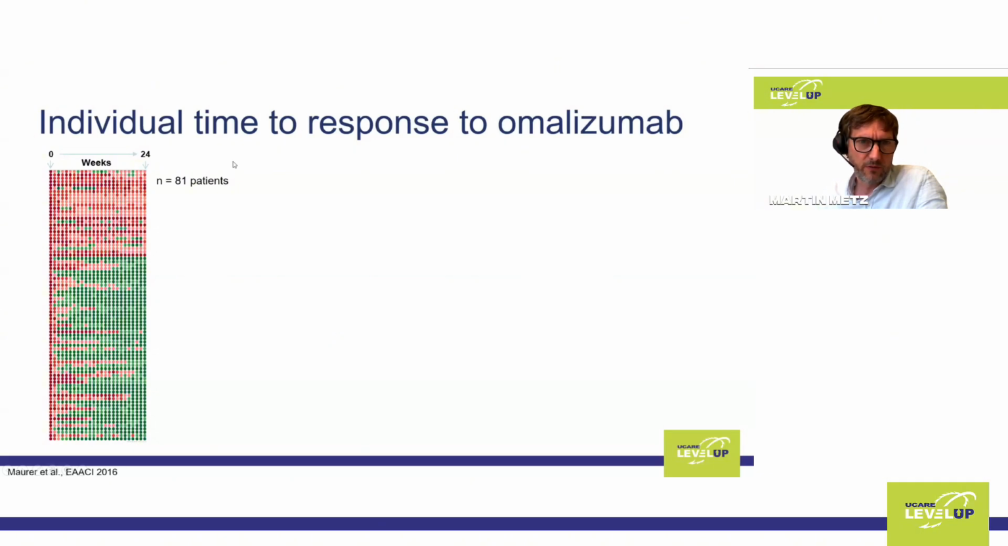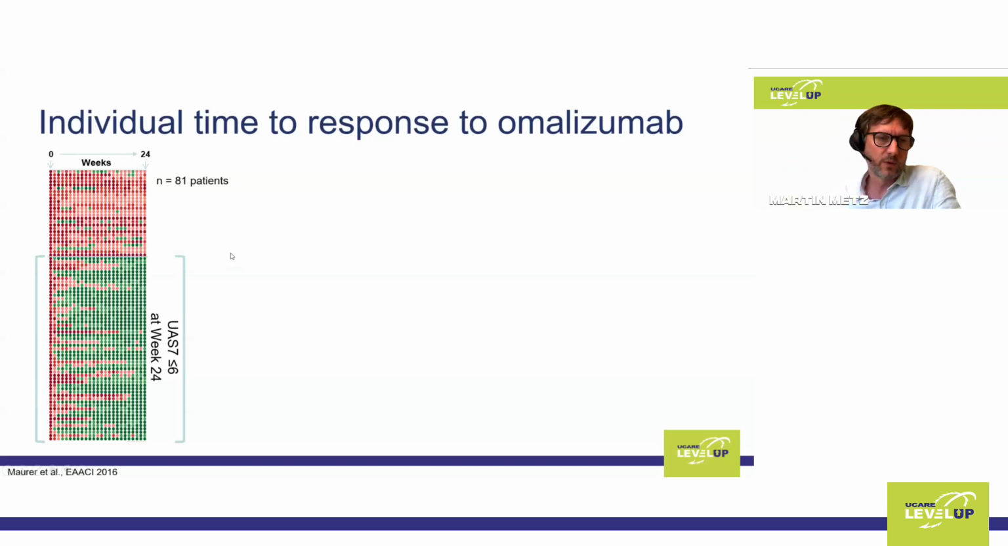And this is, for example, the individual time to respond in patients treated with omalizumab. So you see individual patients for every line, and 1 week of treatment is 1 bullet point here, and deep red is high UAS 7 score. And this was from one of the phase 2 trials, and only those patients treated with omalizumab. And what we can clearly see is that there are non-responders.